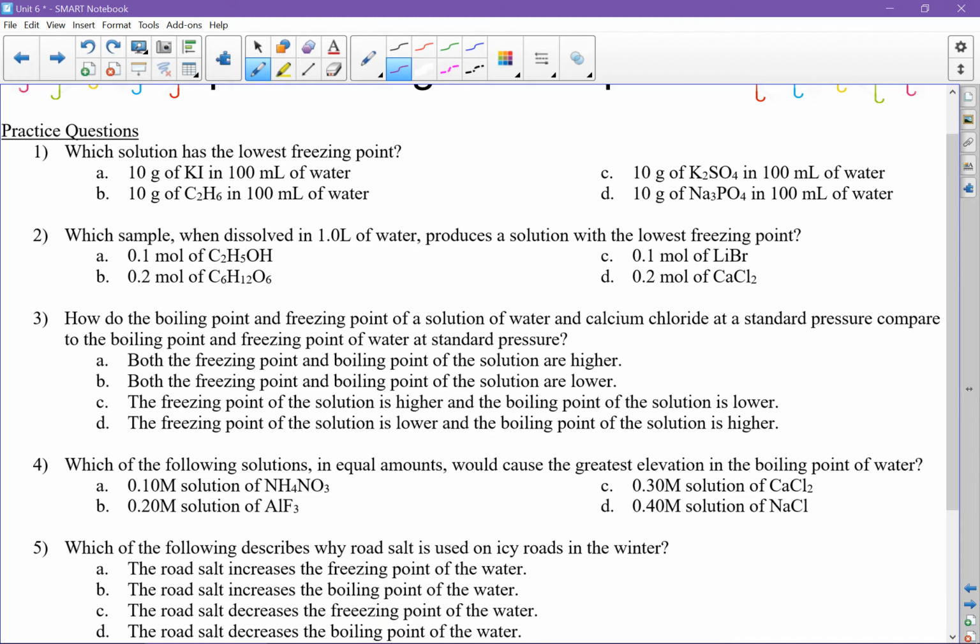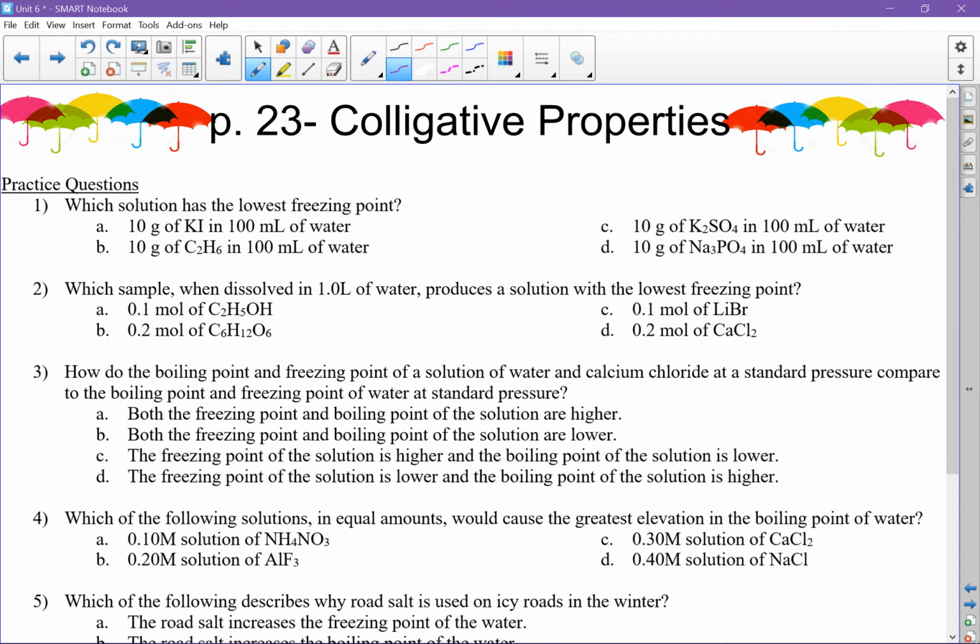Hey guys, so I'm going to go over the questions that are on the bottom of page 23. If you need a little bit of help, I'll do the questions and then you can see where you're struggling a little bit. Okay, so number 1 is about the lowest freezing point.